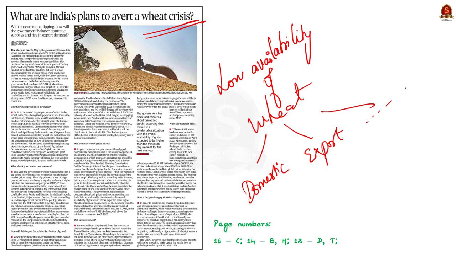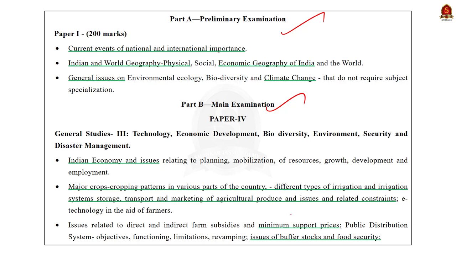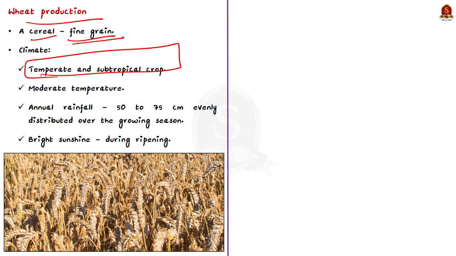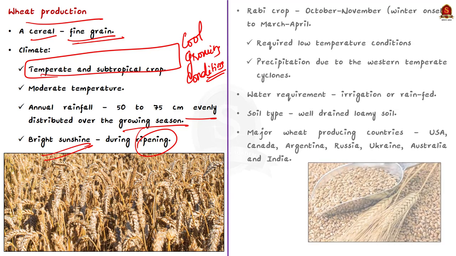But before that, the syllabus relevant to the article is given here for your reference. Please go through it. Now let's start with knowing about wheat production. See, wheat is a fine grain and falls under the category of cereals. It is a temperate and subtropical crop, so it requires cool growing conditions like moderate temperature and annual rainfall of 50 to 75 cm evenly distributed over the growing season. But during ripening, it needs bright sunshine, and therefore wheat is cultivated in the Rabi season in India.